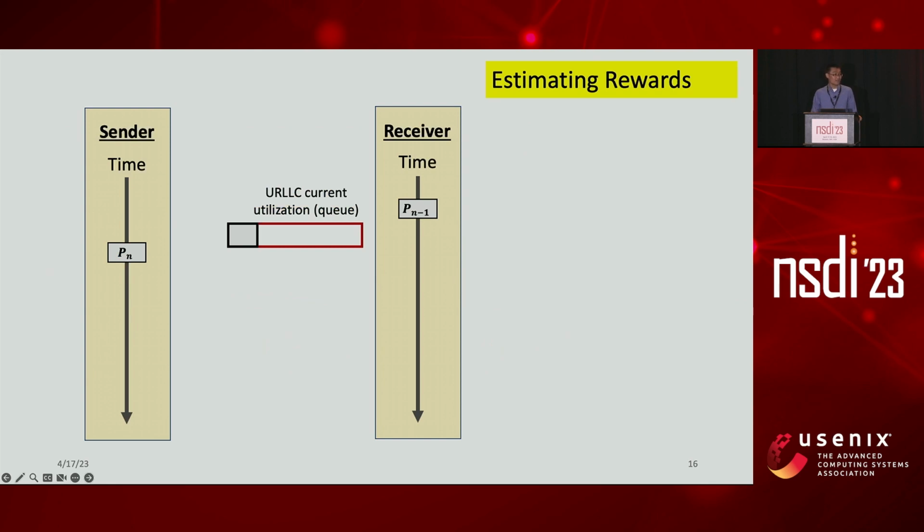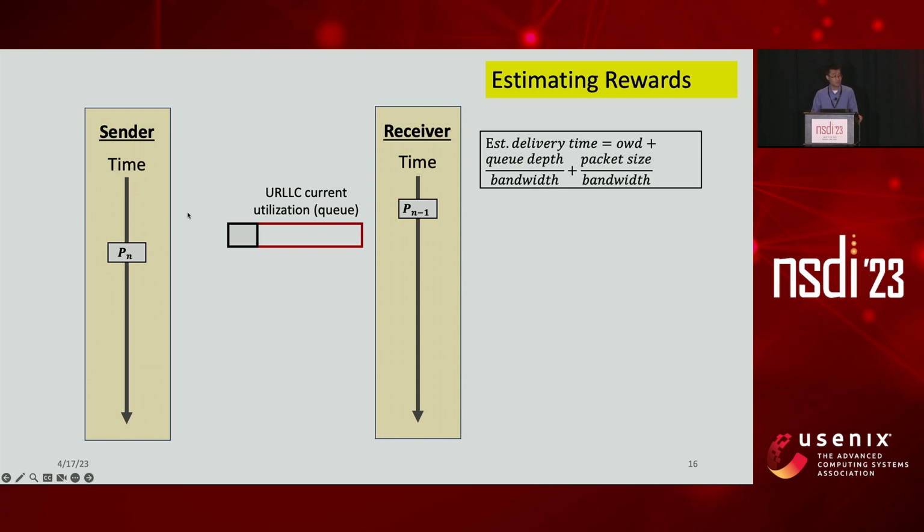To give you a better idea about the rewards and costs, here is a simple illustration. We have a sender timeline on the left and a receiver timeline on the right, and we want to decide whether this packet, PN, should be delivered over URLLC or eMBB. First, we need to estimate the delivery time of the channels. We use a formula that adds the one-way delay of the network path, URLLC or eMBB, the queuing delay from the queue depth, and the transmission delay, which is the packet size divided by the bandwidth.